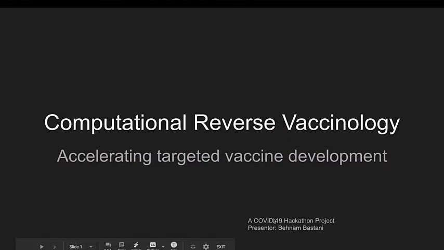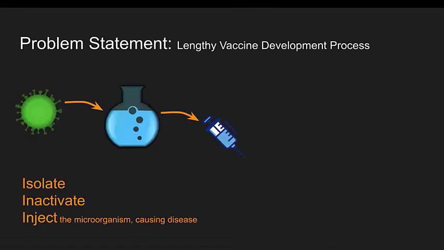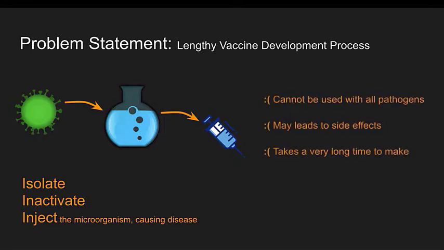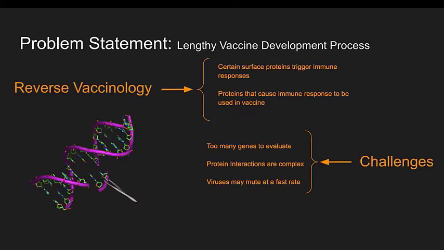The computational reverse vaccinology project is about accelerating vaccine development using image processing and computer graphics tools that are available in cloud infrastructure. The traditional method of creating vaccine includes 3 steps: isolating the microbe, inactivating it in the lab, and then injecting it into the organism. There are drawbacks of such an approach. It cannot be used on all pathogens, may lead to side effects, getting the person sick, and it may be too time consuming. The new development is called reverse vaccinology, and it is to use the surface proteins that trigger the immune system for creation of the vaccines.